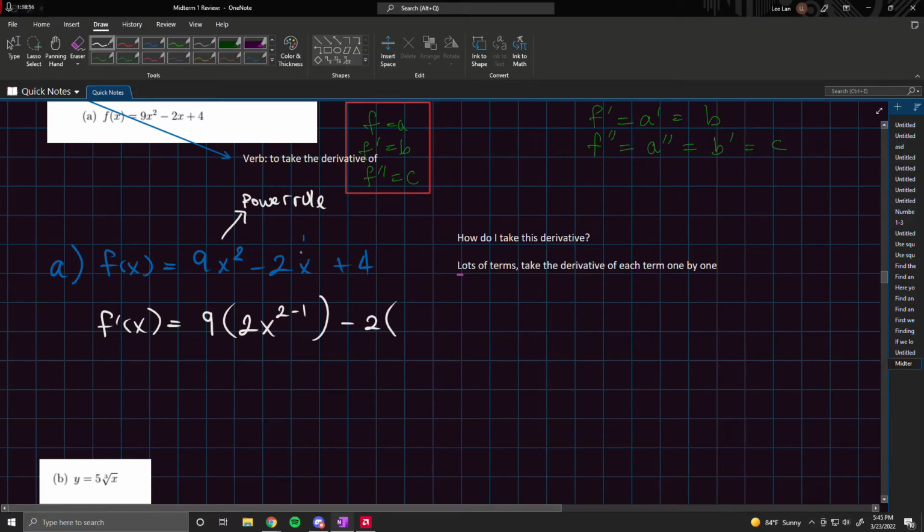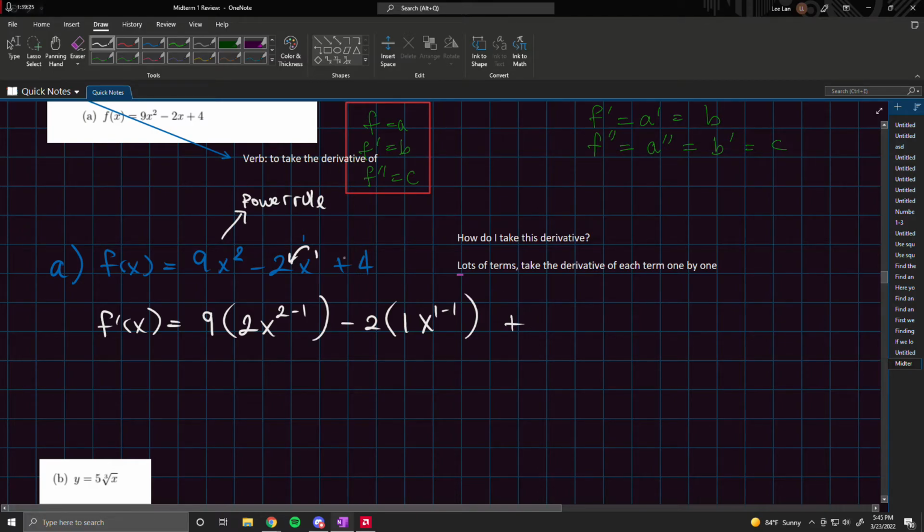And then what's the derivative of x? One thing that might help, it might not be too obvious, but this is technically x to the first power. And since it's an x with a power, you can use the power rule again. So you can bring the 1 in front. So that's 1x, and then 1 minus 1. And then plus, okay.